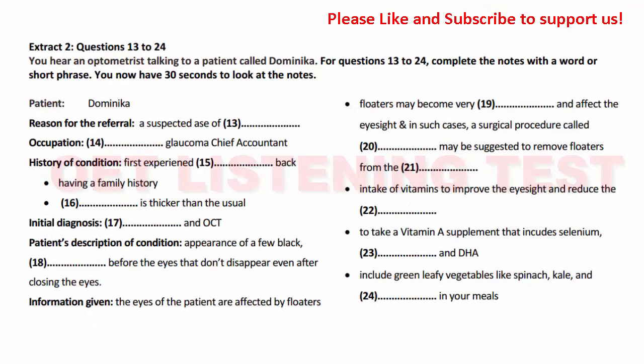Extract 2, questions 13 to 24. You hear an optometrist talking to a patient called Dominica. For questions 13 to 24, complete the following notes with a word or short phrase. You now have 30 seconds to look at the notes.